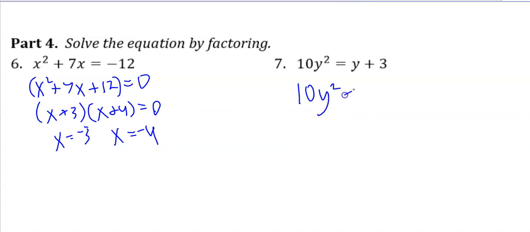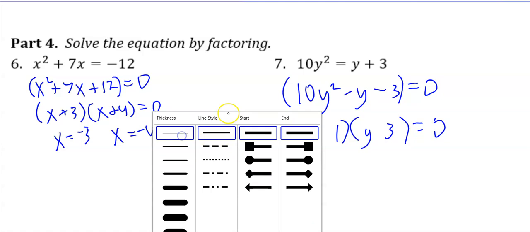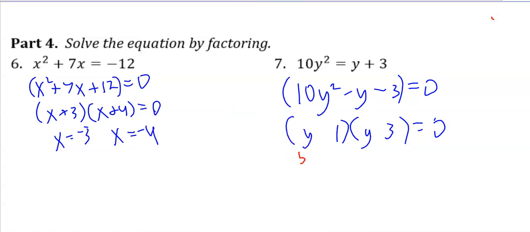So 10y squared minus y minus 3 equals 0. Try to factor that. So I'm going to try guess and check. We always do AC if we need it. I would start with 3 and 1. I know there's a y there, but I'm not sure what the coefficient is. It could be 5 and 2, 2 and 5. Just put 5 and 2. It could be 10 and 1 or 1 and 10, right?